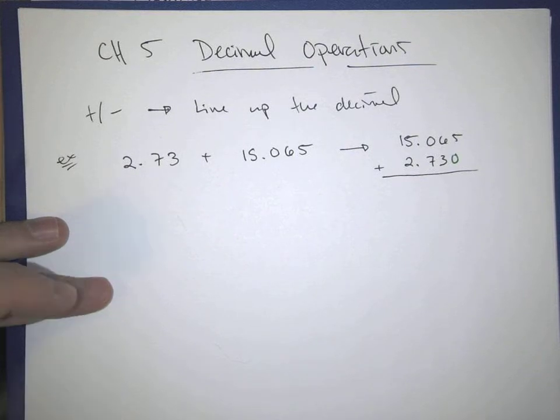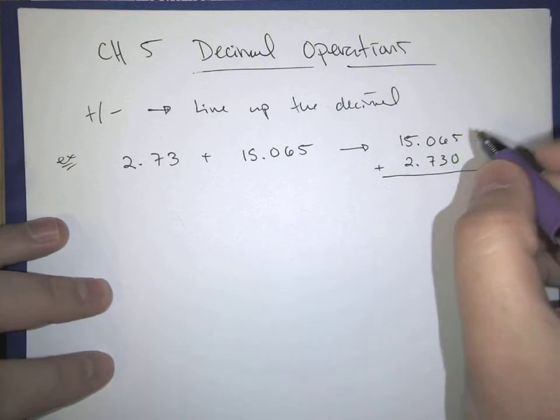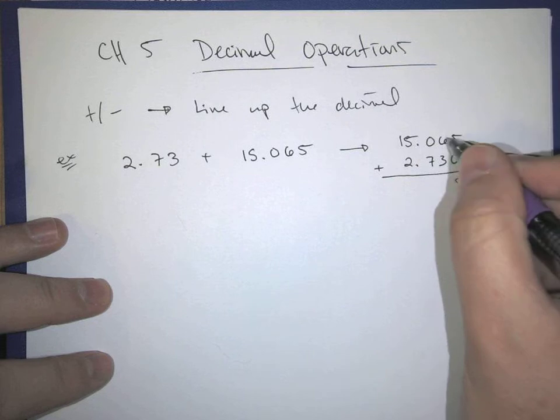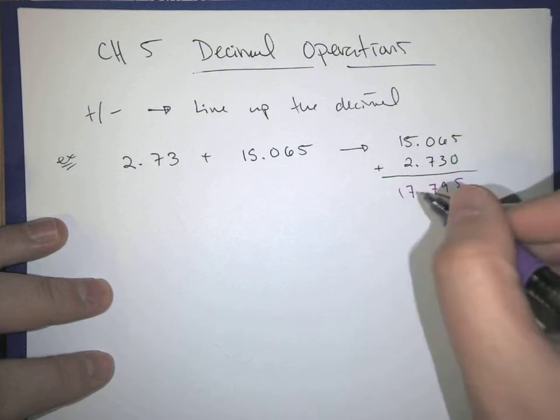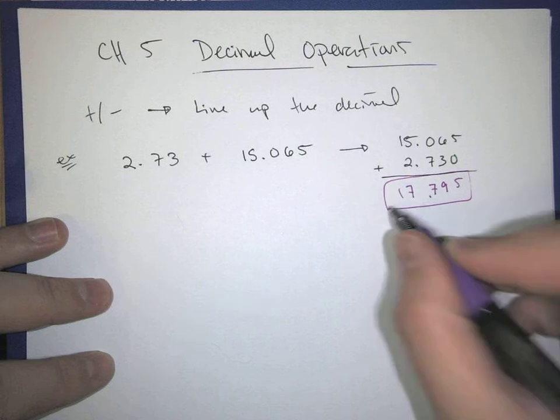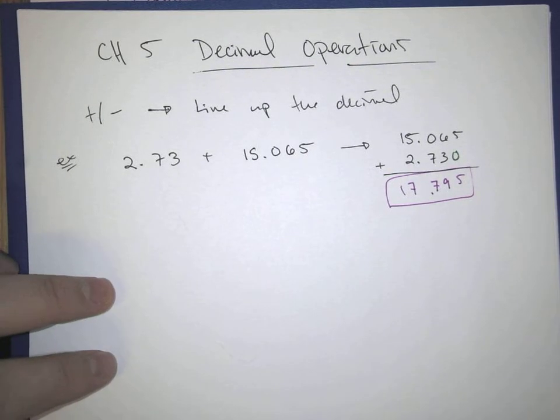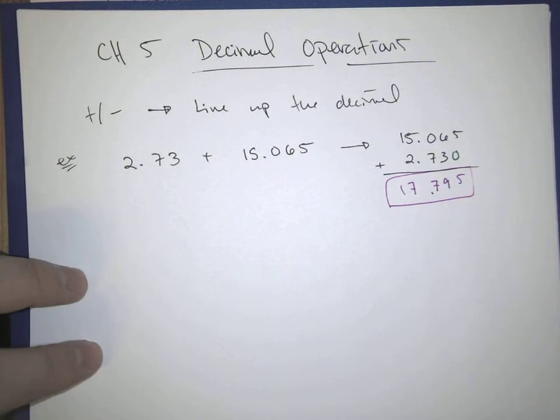And then I'm just adding columns, right? Just like we would do. 5 and 0 is 5, 6 and 3 is 9, 0 and 7 is 7, 5 and 2 is 7, so 17.795. Done and done. No big deal. Same kind of rules with subtraction.